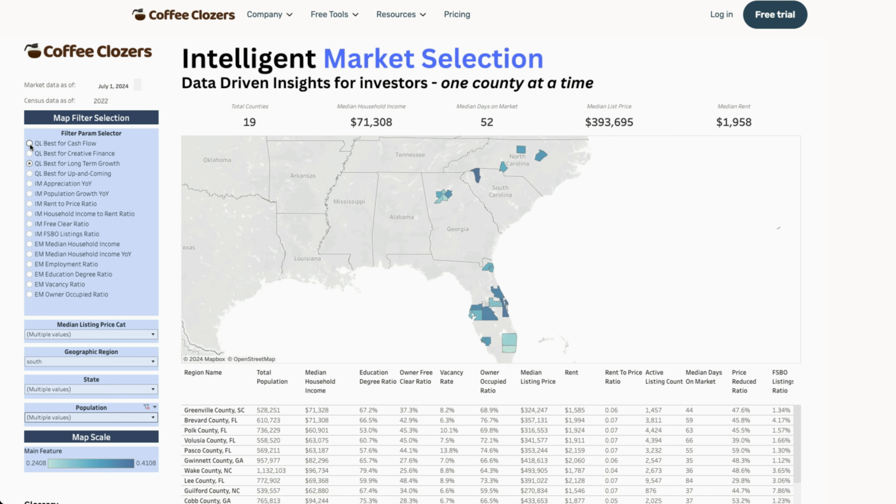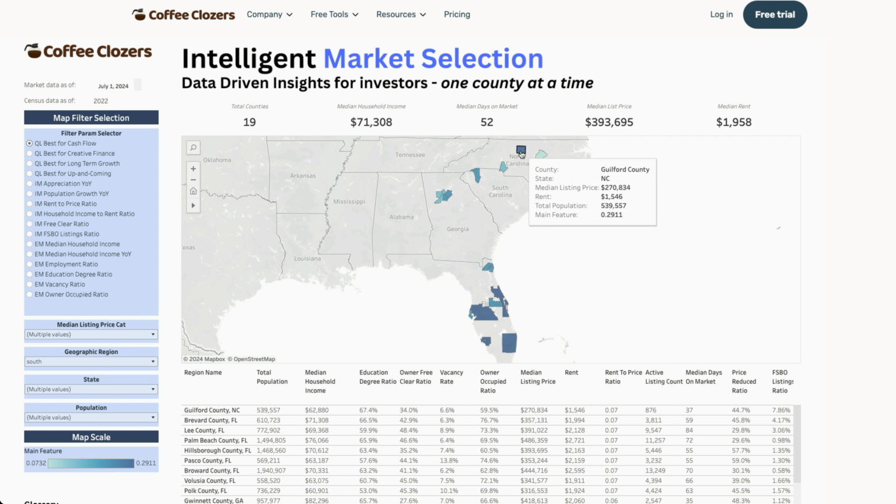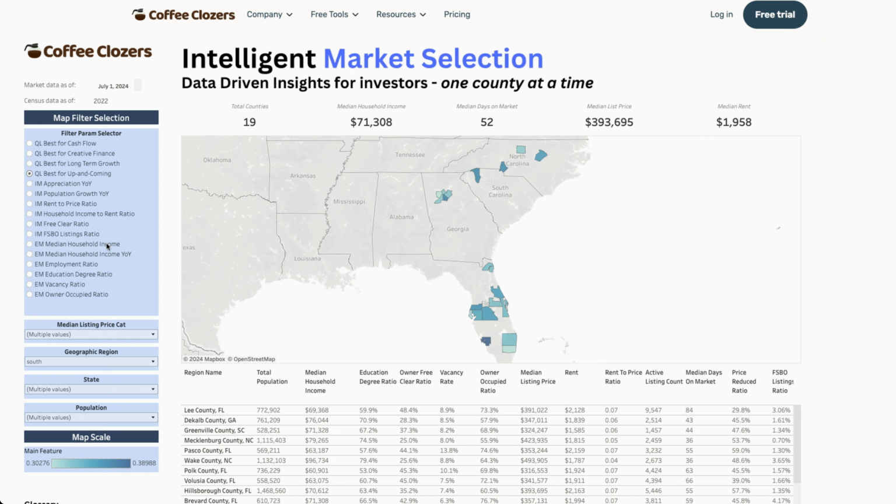Now, again, the main thing he's focused on is cash flow. So he can go back to cash flow once again and start to see that Greenville, which I believe was over here, is still pretty good. It's still in a medium to darker shade of blue. You could also look at up and coming since that was also an interest, which Greenville still is in a bluish shade, whereas Lee County, Florida, also may be something of interest.